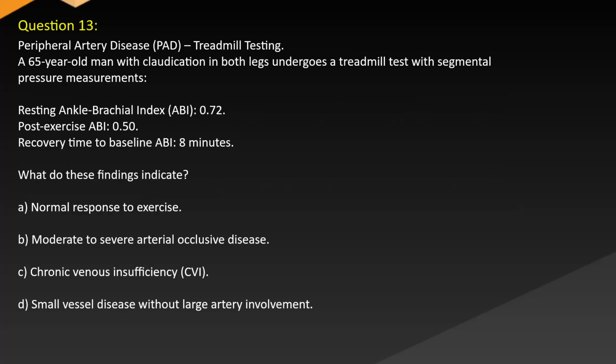Question 13. Peripheral artery disease (PAD). Treadmill testing. A 65-year-old man with claudication in both legs undergoes a treadmill test with segmental pressure measurements. Resting ankle brachial index (ABI) 0.72. Post-exercise ABI 0.50. Recovery time to baseline ABI 8 minutes. What do these findings indicate?